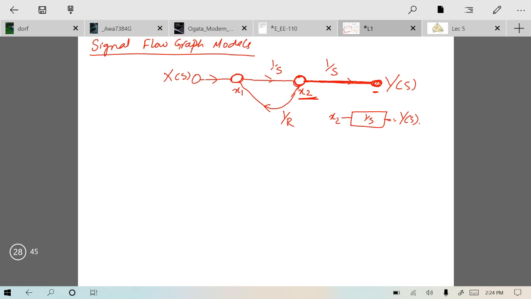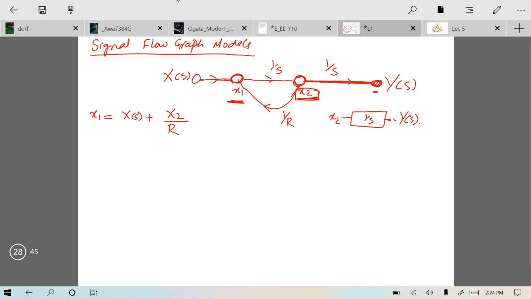Now, what is this node variable? We have called it a node variable. How do we write the equation of this node variable? We can simply make use of Kirchhoff's Current Law. It is very simple. For example, if you want to write the equation for x1, then x1 is equal to x of s plus x2 over r.